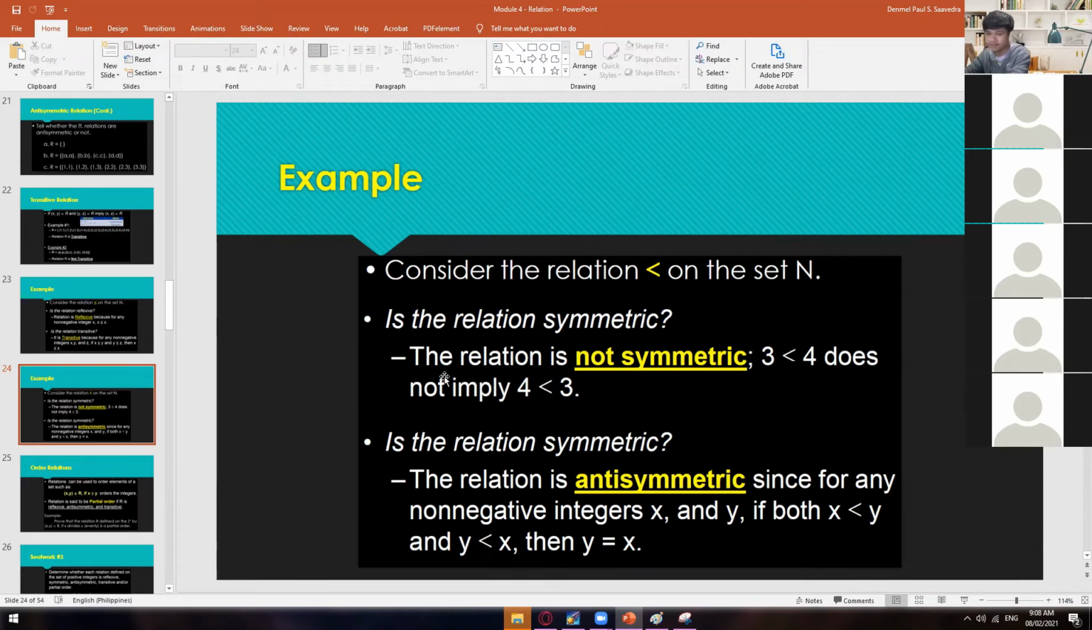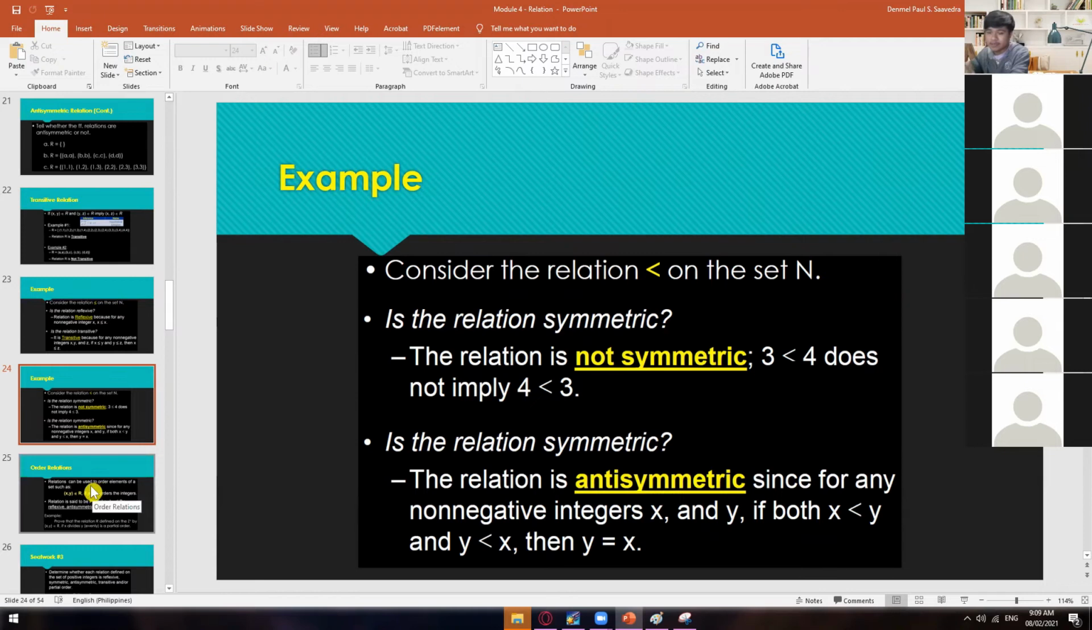All right, yes sir. How about the last one? Anti-symmetric. Okay. So as you can see, same condition, same example, same elements. If it's not symmetric, then as usual, this one is already anti-symmetric, because we will never arrive at (4,3). Okay.